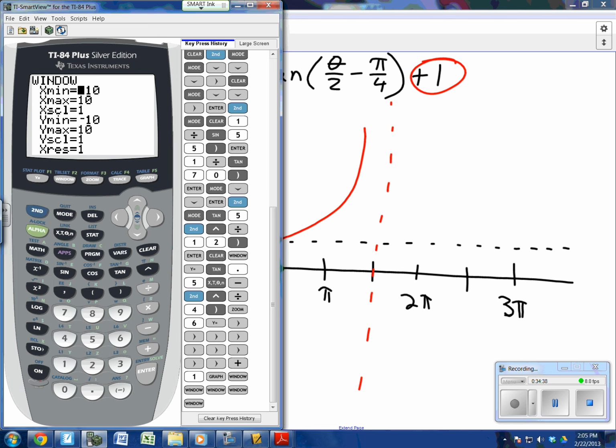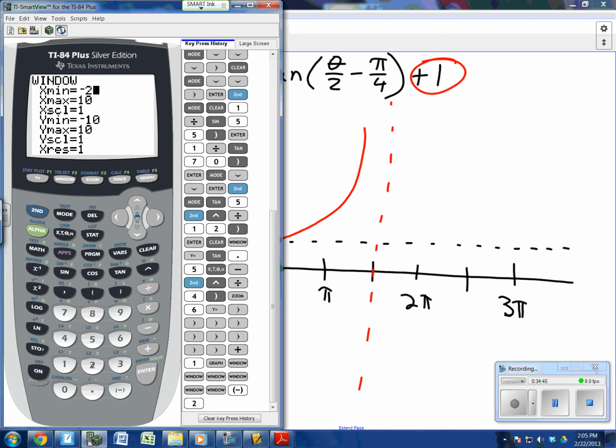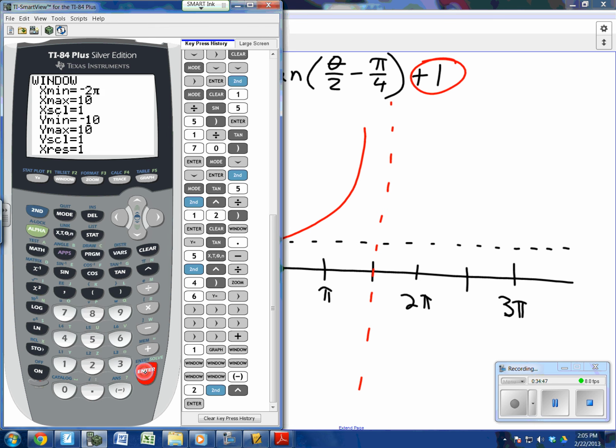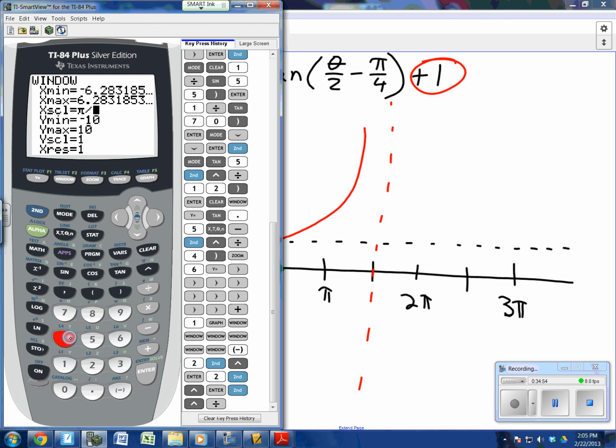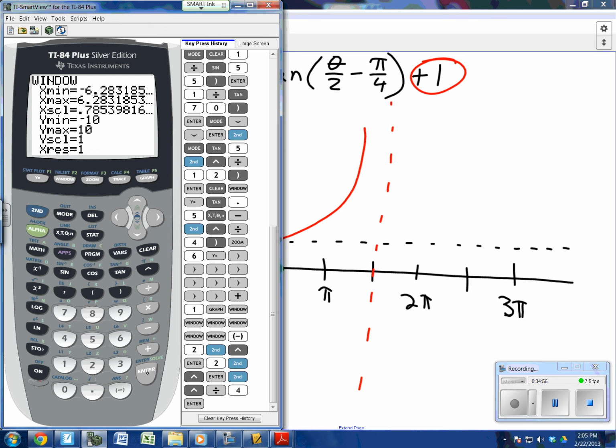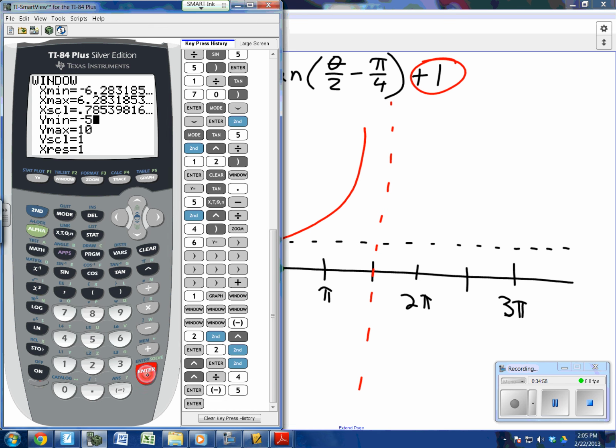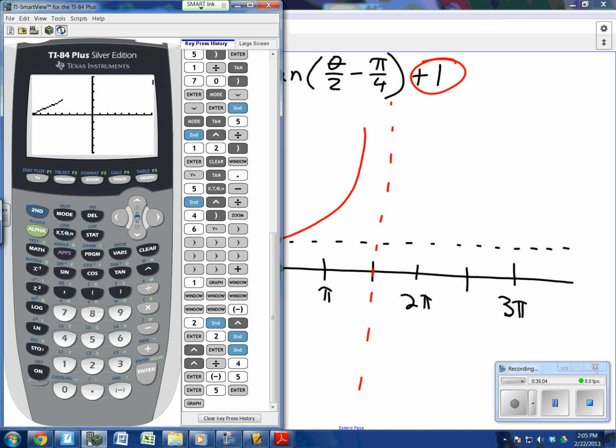Uh-oh, what did I do now? Oh, I'm in my window. Okay. I'm really tired. Sorry, guys. Pi fourths. Thank you. That's why it didn't look right. Now it looks right.